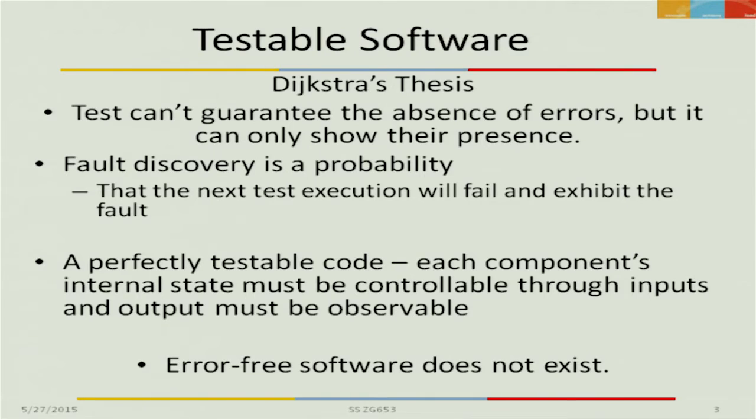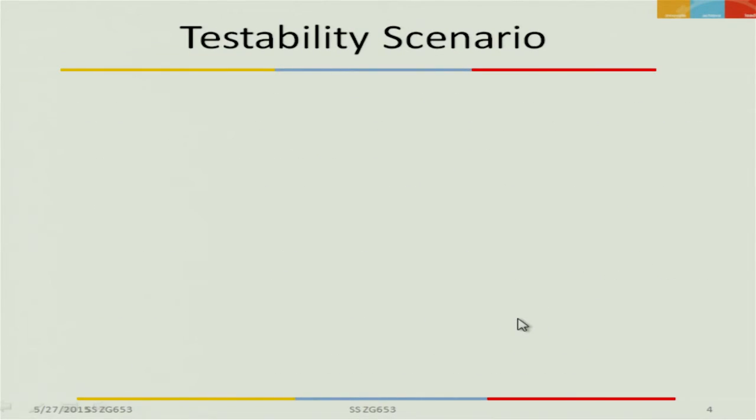So error-free software does not exist. Therefore we would always try to minimize the errors, but as an architect you must remember that getting such perfectly testable code is impossible, because if it becomes perfectly testable, then it becomes error free. Since error-free code writing is not possible, perfectly testable code is also not possible.